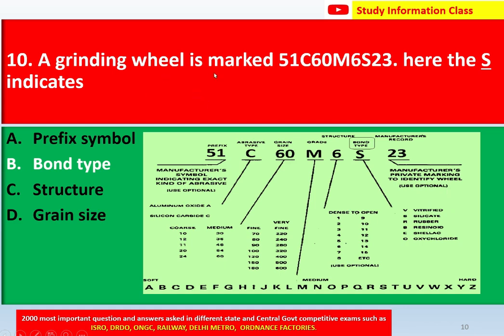So for this question, a grinding wheel is marked 51C60M6S23. Here the S indicates bond type. S indicates bond type.